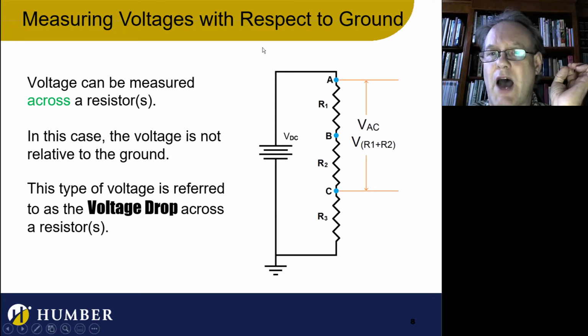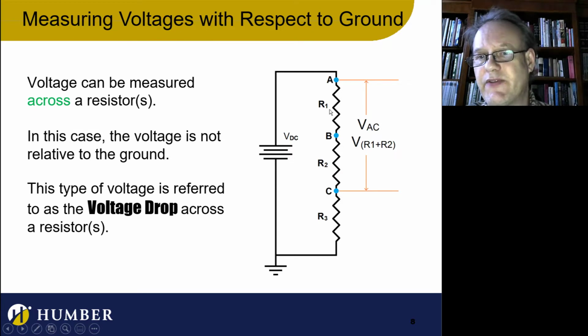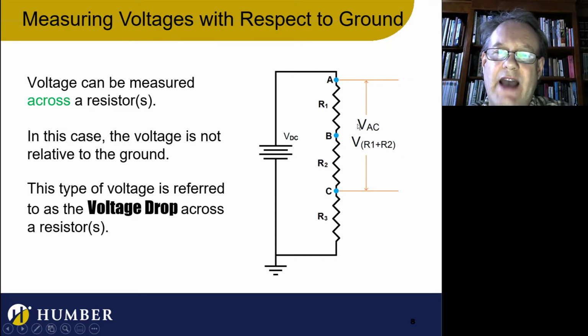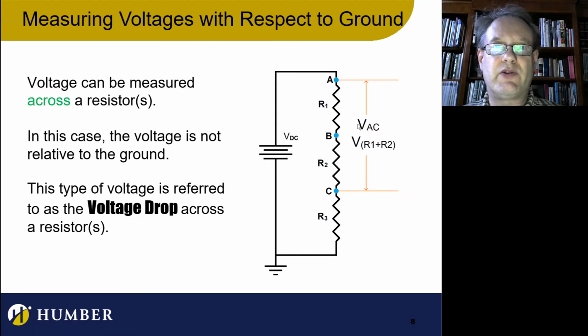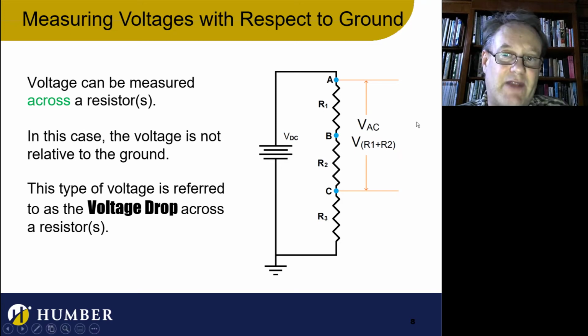Now, this is interesting. The voltage drop across R1 and R2 is the sum of the voltage drops across these, and that's how I say that. I can also say it as VAC as opposed to saying VR1, R2, and that's because I've named nodal points on my diagram here. If I didn't have these nodal points named, I'd have to actually call this VR1 plus R2.